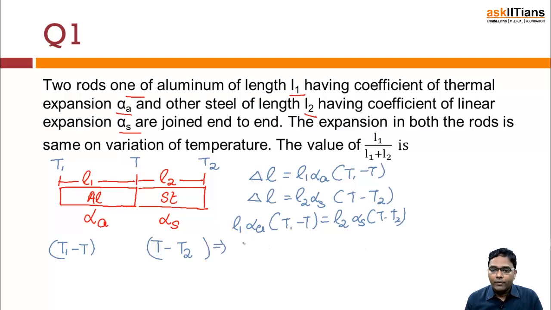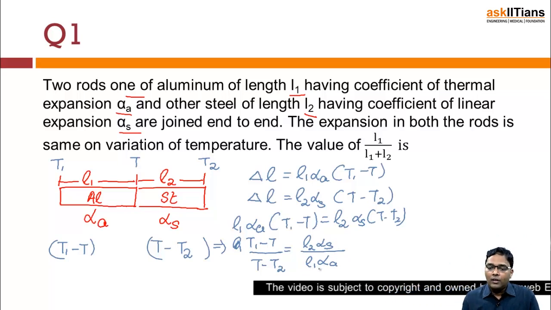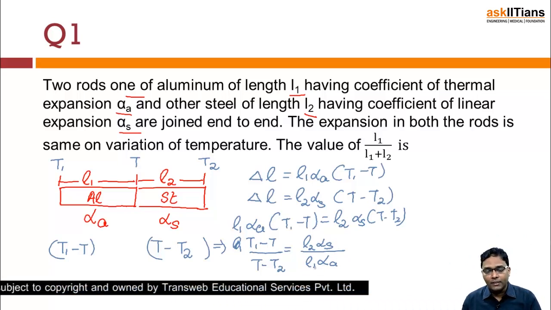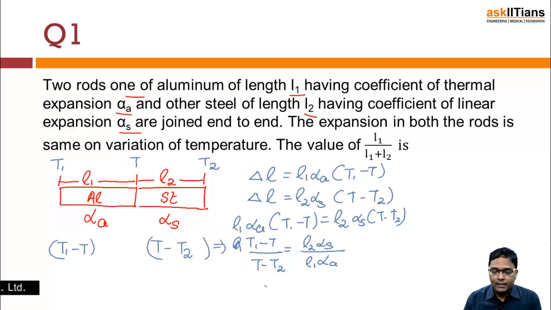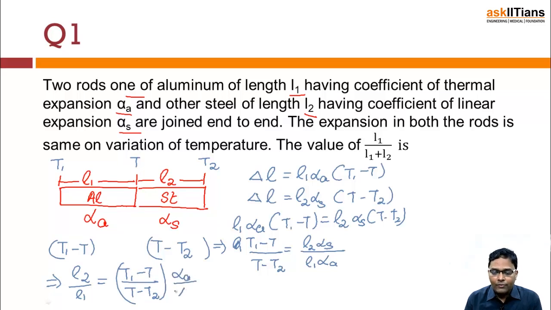Now let's try to solve this. We can write this as T1 minus T divided by T minus T2, which gives us a relation equal to L2 alpha S divided by L1 alpha A. What we need is L1 divided by L1 plus L2. So I need to simplify these. I can also write this relation as L2 by L1 equals T1 minus T divided by T minus T2, times alpha A divided by alpha S.